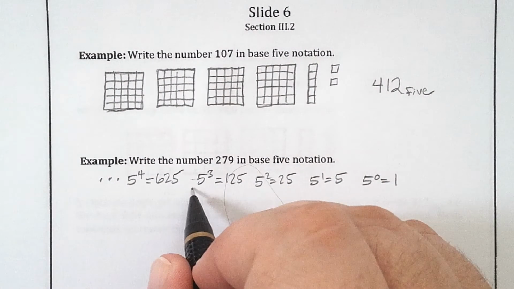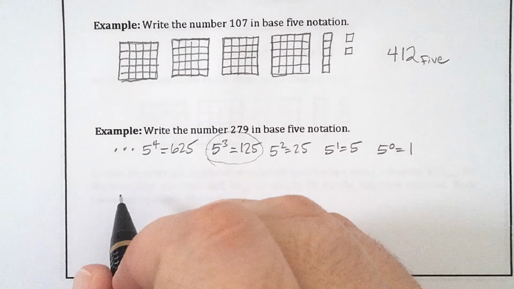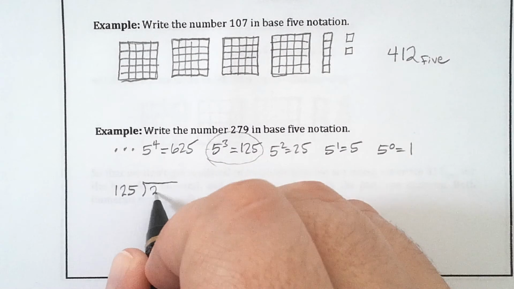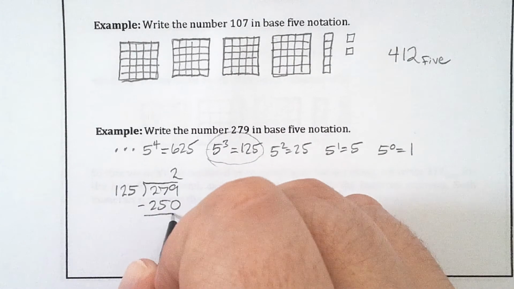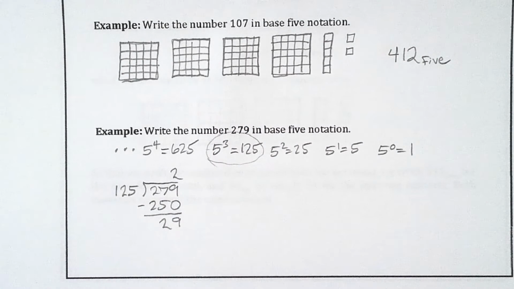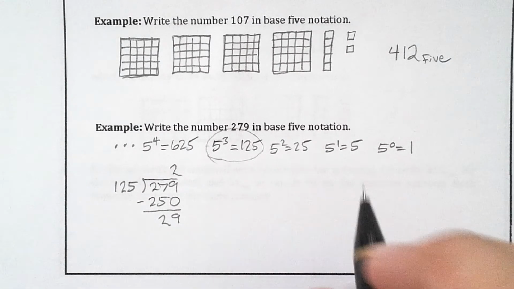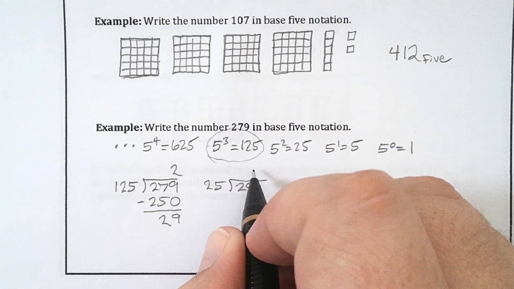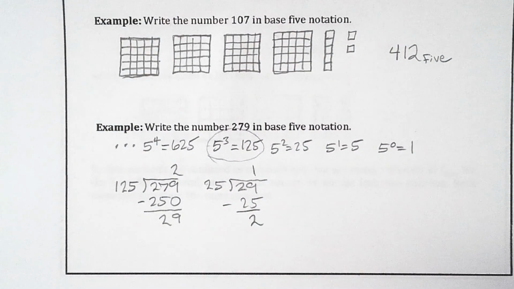And clearly 125 is going to be where we want to start. So I begin by dividing that into 279. It goes in there twice. It's 29 left over. Okay, so I need two 125s. Now I want to know how many 25s I need. So I divide 25 into the leftover. It goes in there once with the remainder of 2.